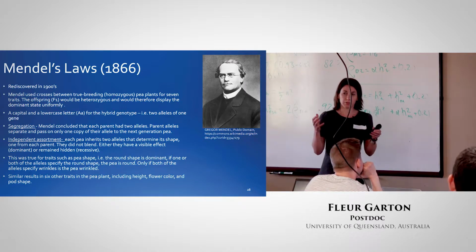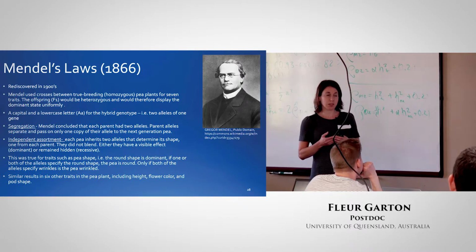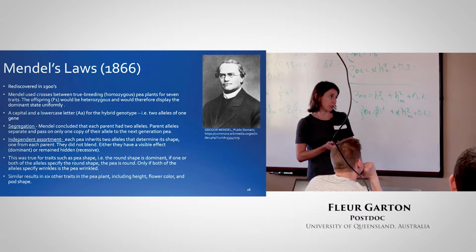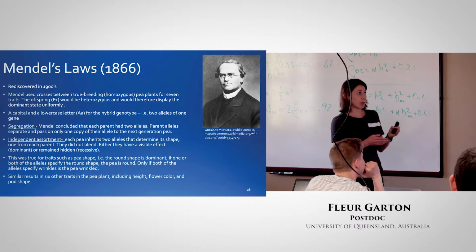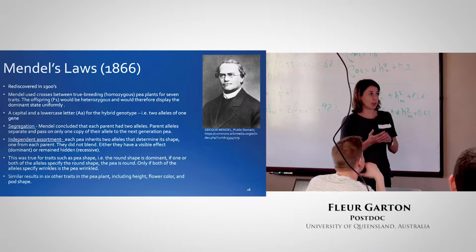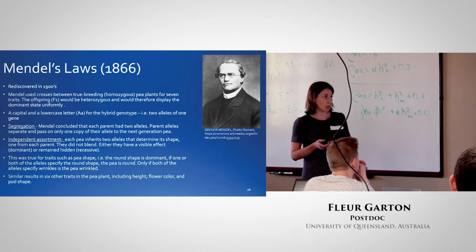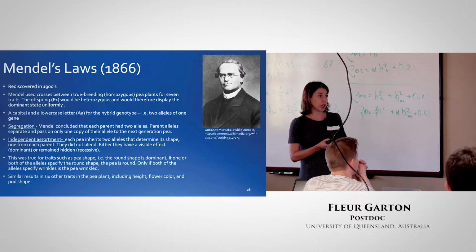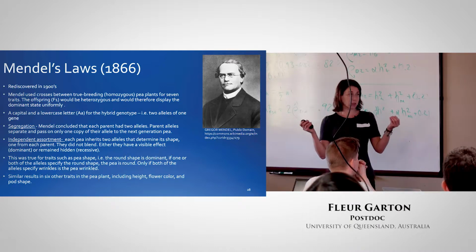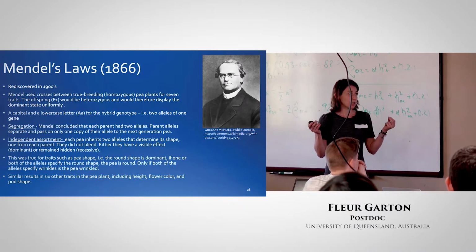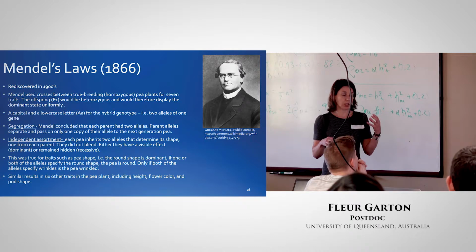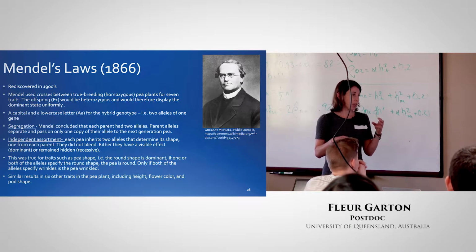The offspring of this first cross would be heterozygous and would therefore display the dominant state uniformly. Again, you can draw up the Punnett square if you're interested. He used a capital and a lowercase letter to indicate the hybrid genotype, to indicate 2 alleles of the one gene. The 2 main laws he concluded from these experiments: the law of segregation. Each parent has 2 alleles. These parent alleles separate and only pass on 1 copy of their allele to the next generation.